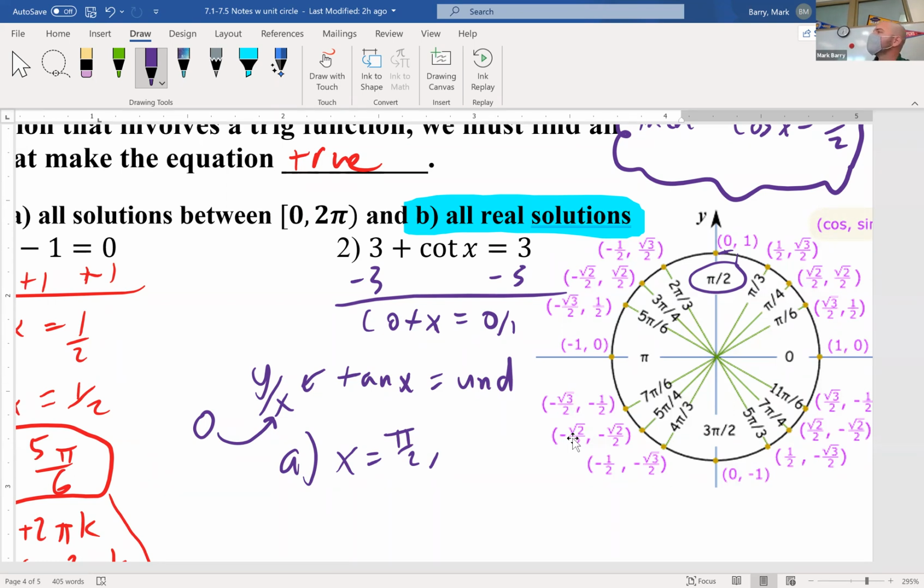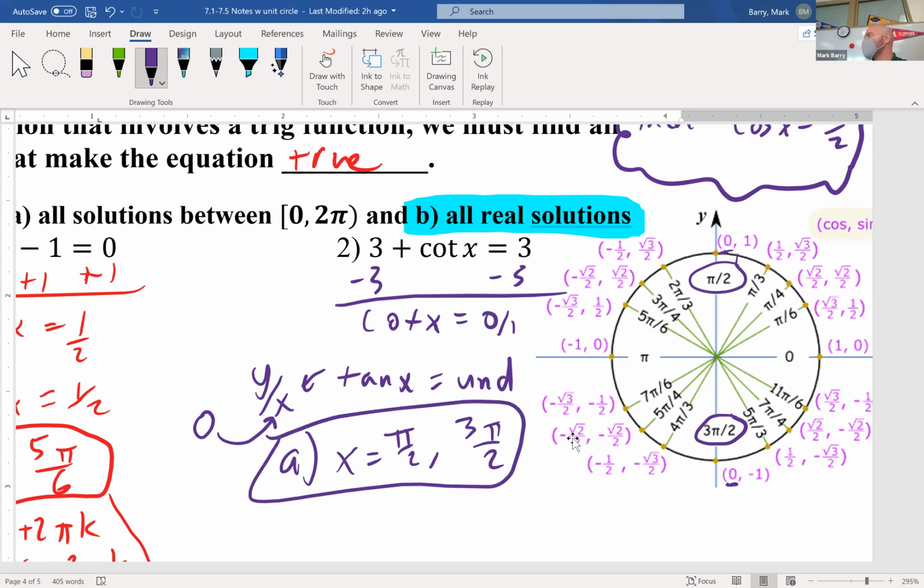All right, now there is another spot where we have an x value of 0, which would give me an undefined tangent. If you haven't seen it yet, here it is, 3 pi over 2. The tangent there would be negative 1 over 0, but negative 1 over 0 is still undefined. So 3 pi over 2 will be my answer there. Those are the only 2 spots where I have an x value of 0, giving me an undefined tangent.